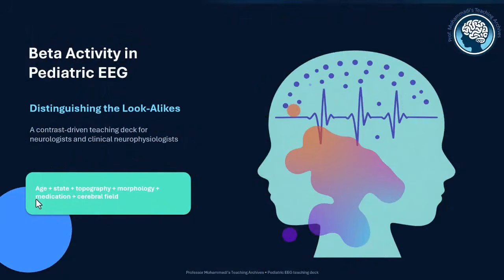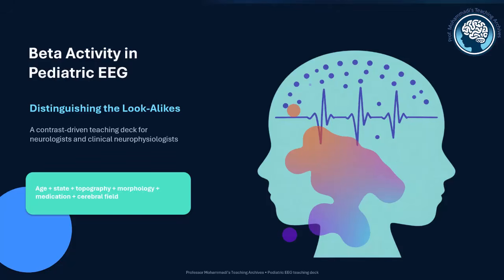This presentation focuses on one of the most deceptively simple findings in pediatric EEG, fast activity in the beta range. Beta activity itself is usually normal, but in children its appearance depends strongly on developmental age, behavioral state, topography, morphology, medication exposure, and whether the activity has a convincing cerebral field.